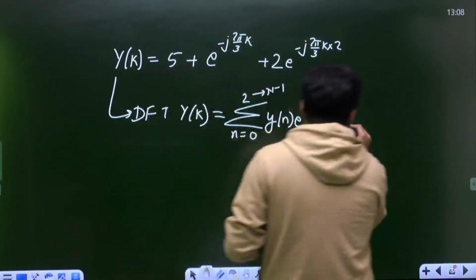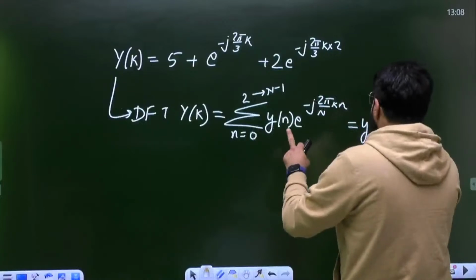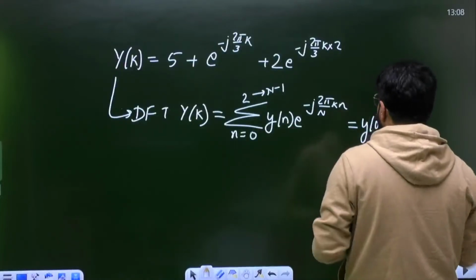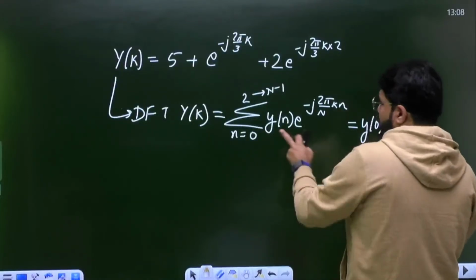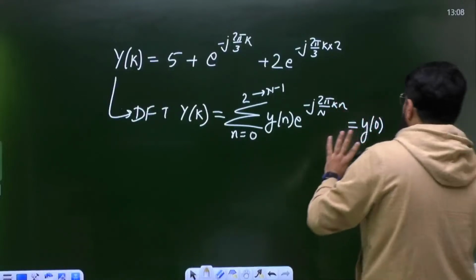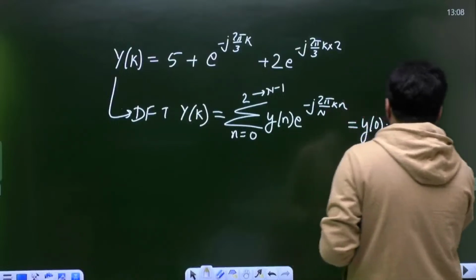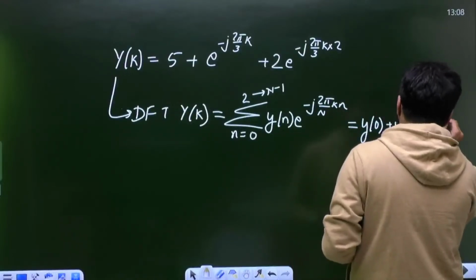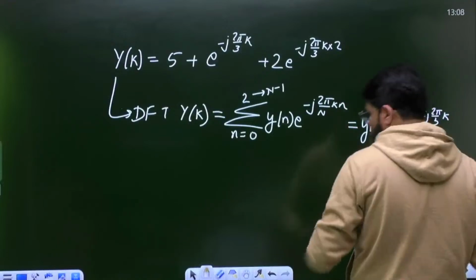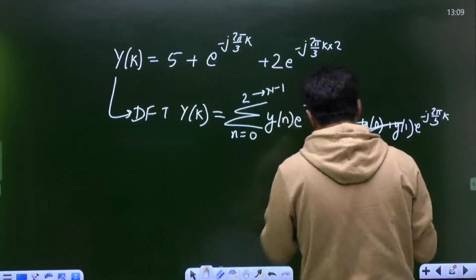So when you open this summation, for n equal to 0, the first term is y[0], and e power 0 will be 1. Next term, what will you write? You will write the next one as y[1] e raised to the power minus j 2 pi by 3 into k, n equal to 1. Better, I think I should write it here.